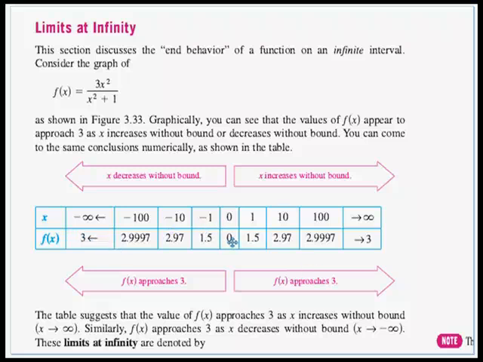Same thing as we head off to negative infinity. And the table suggests that the value of the output, the f of x, approaches 3 as x increases without bound, or as x approaches infinity. And similarly, as we decrease without bound, head x off toward negative infinity, it seems like we're approaching that same asymptote at 3.